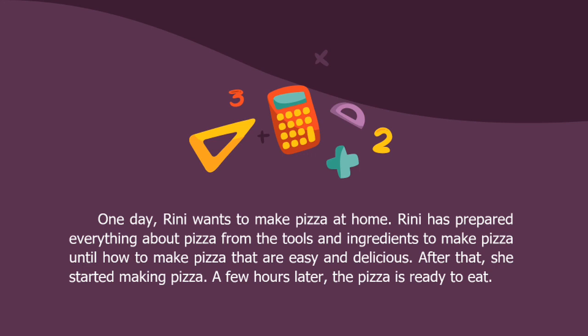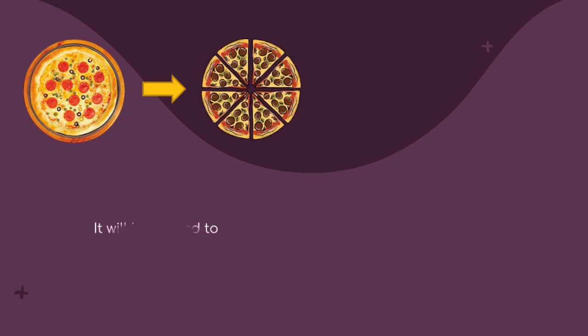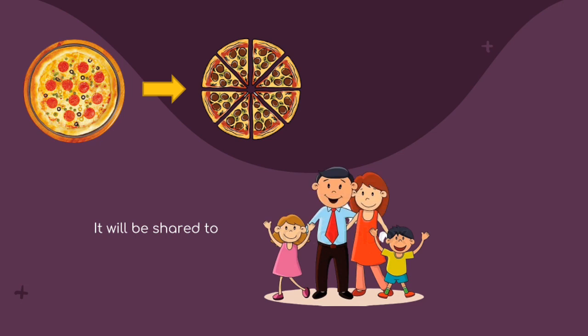One day Rini wants to make pizza at home. Rini has prepared everything, from the tools and ingredients to how to make pizza that is easy and delicious. After that, she started making pizza. A few hours later, the pizza is ready to eat. Then Rini wants to cut the pizza into some parts, and she cuts it into 8 parts, which will be shared with her family.